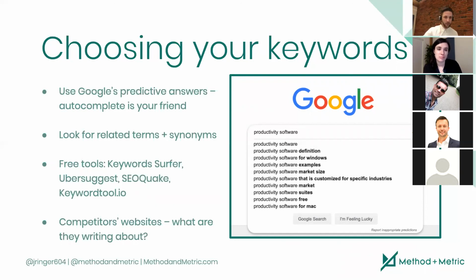It's also important, when you're building out this list, to look for related terms and synonyms. Saving these in a good keyword spreadsheet or just a Google Doc will help you to start to shape out how you want to build out that list. Free tools like Keyword Surfer, Ubersuggest, SEO Quake, or even keywordstool.io are all free to use and will help you to expand on that list. And while you're building that list, take note of the other websites that are showing up consistently for these terms, because then we'll be able to go in and look at those websites to understand what they're writing about.